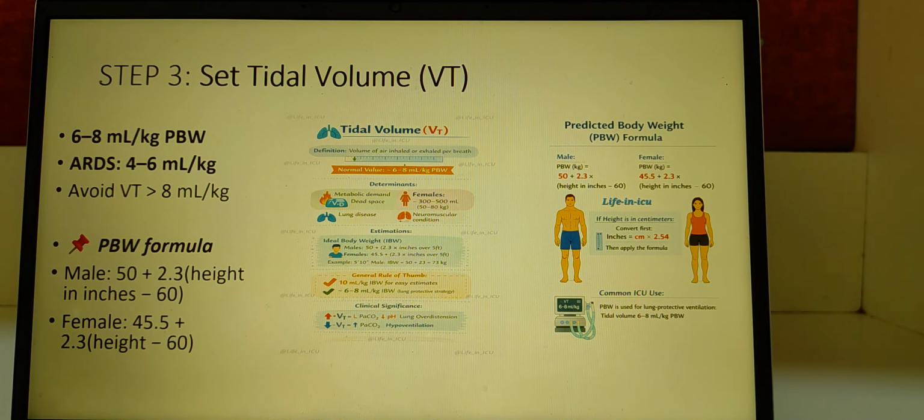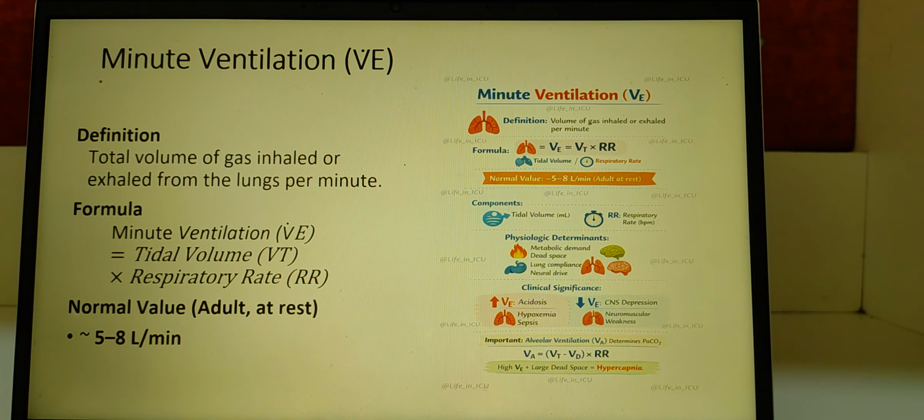So how do we set the tidal volume? Tidal volume generally we set at 6 to 8 ml per kg body weight, and if the patient is having ARDS, we should bring down our tidal volume. Normally we prefer 4 to 6 ml per kg. Once you go to a high tidal volume, more than 8 ml per kg, that causes barotrauma and volutrauma. So tidal volume is decided according to the predicted body weight.